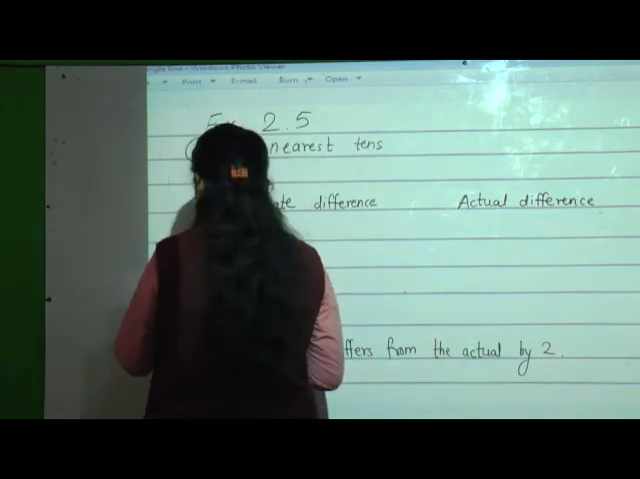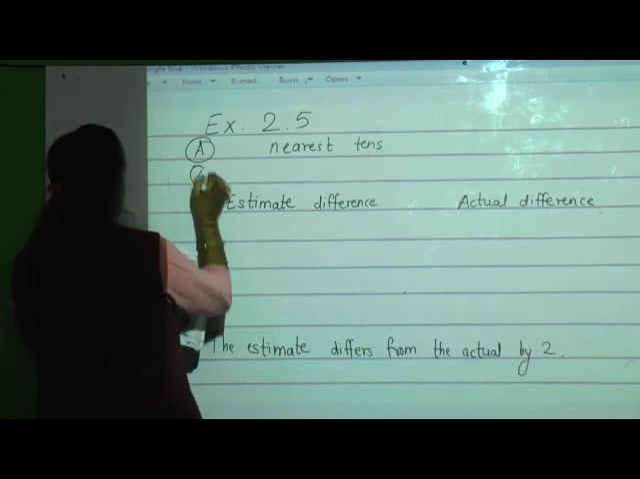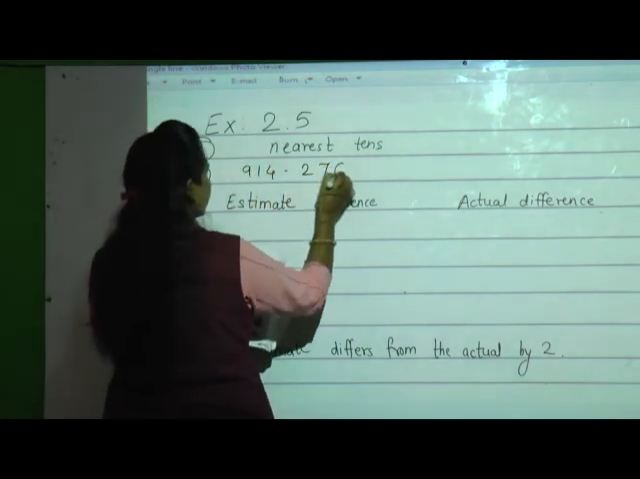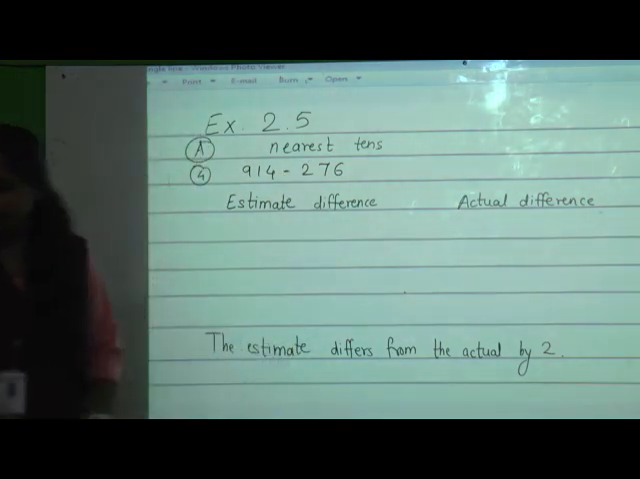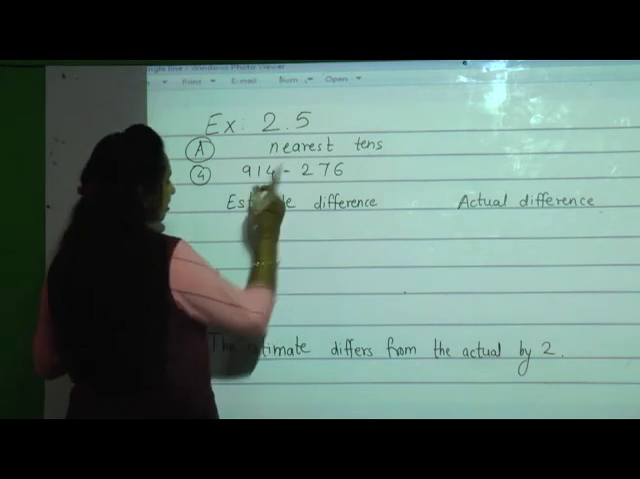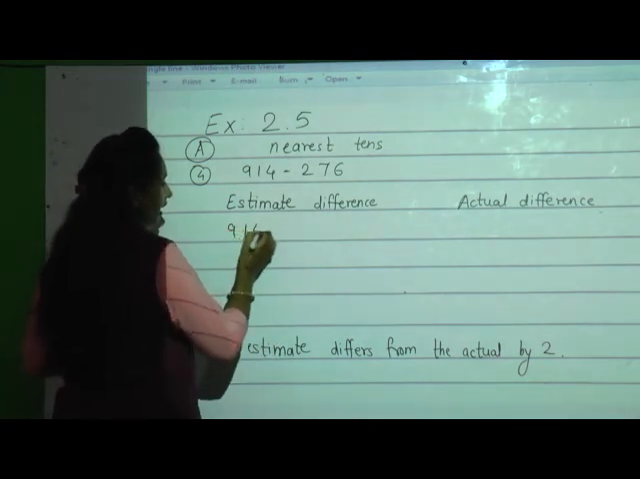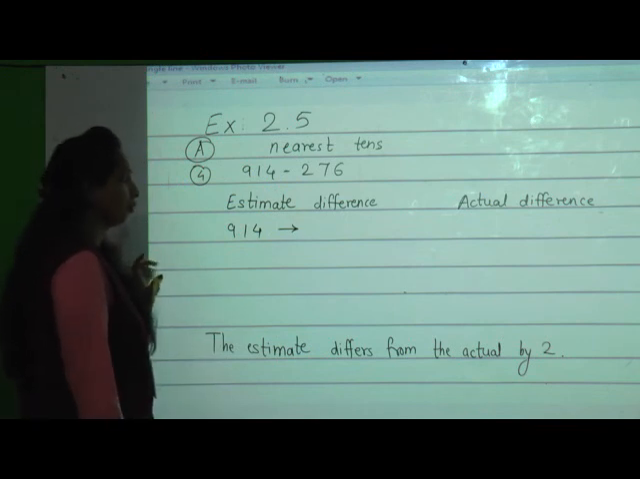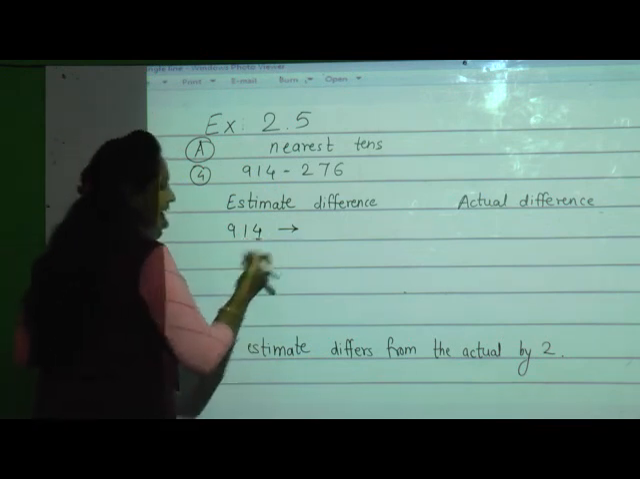What is the fourth number? 914 minus 276. Now see, this is the question. Nearest tens we have to find out. Write the number. Whenever we are rounding off to the nearest tens, underline the ones place.